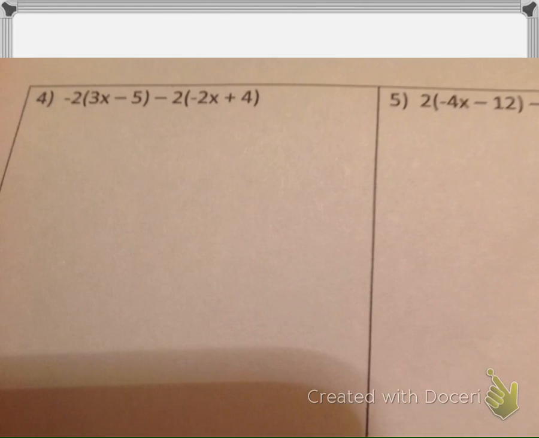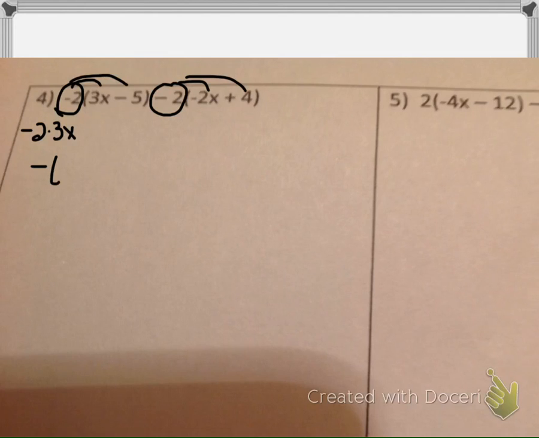Okay, examples 4, 5, and 6 get a little bit more complicated because we have terms in front of our parentheses. So first, you're going to need to distribute. Like on the last ones, there was nothing to distribute. If you look on number 4, you have something that you need to distribute. You have your negative 2 here that needs to be distributed, and then you have a negative 2 here that needs to be distributed. So you're going to do negative 2 times 3x.